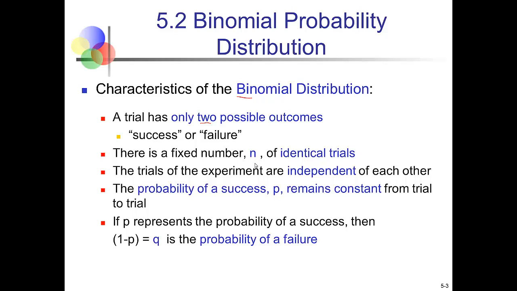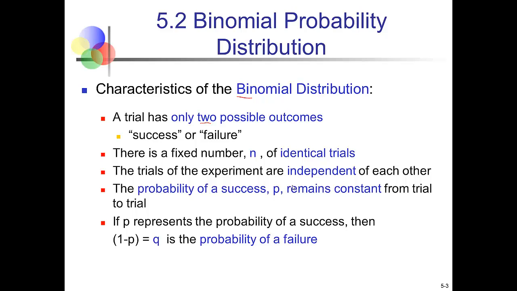N is going to be finite or countable. Each of those trials is identical. The trials in the experiment are independent of each other. So one trial does not impact the probability of the second trial. The probability of success, finding the thing we're looking for, remains constant from trial to trial because of this independence.